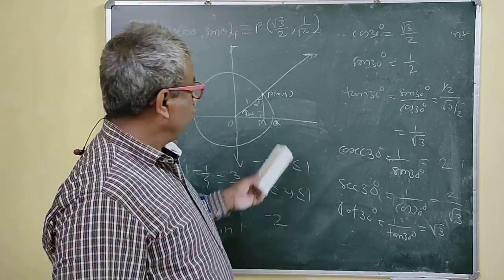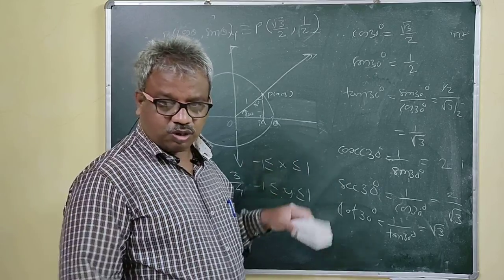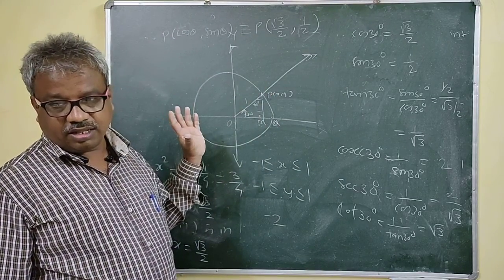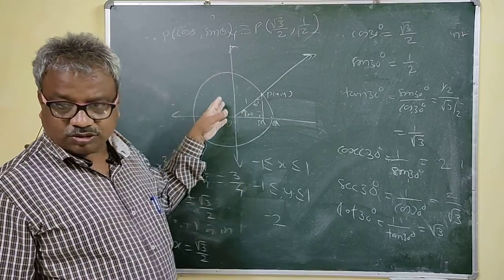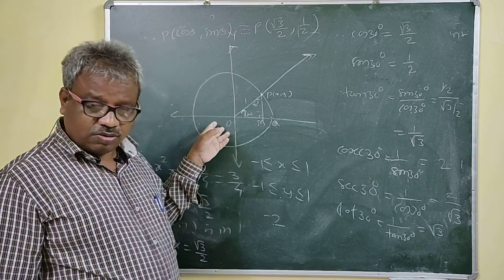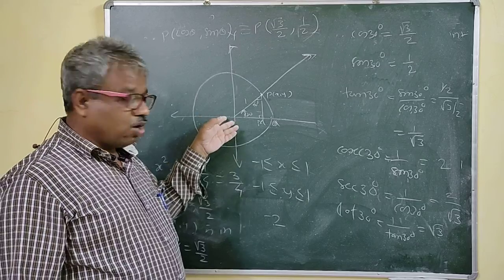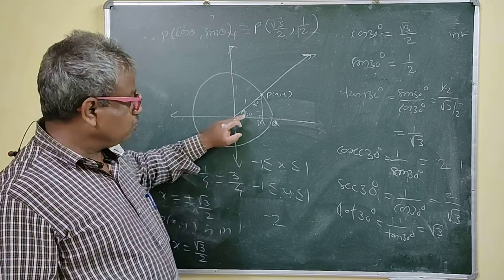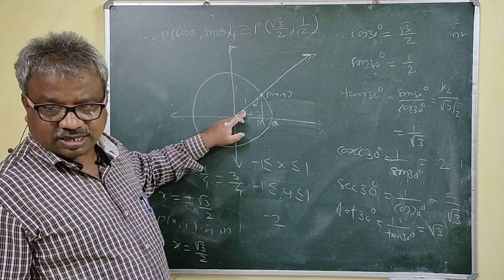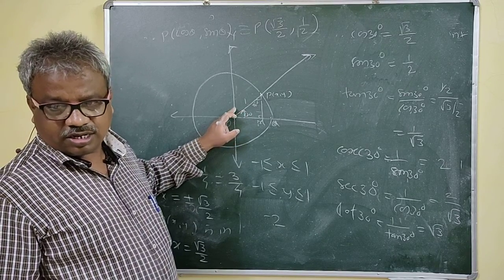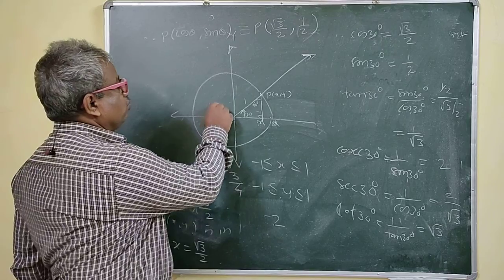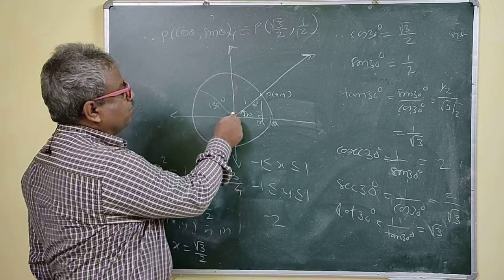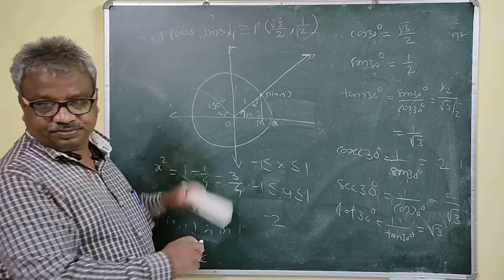Okay, so I think you understand how to find the trigonometric ratio of any angle. Next we will find the trigonometric ratio of 120 degrees. The related angle should be 30 degrees, 60 degrees, or 45 degrees. So this is 135 degrees, which is 90 plus 45 degrees, so this angle will be 45 degrees.